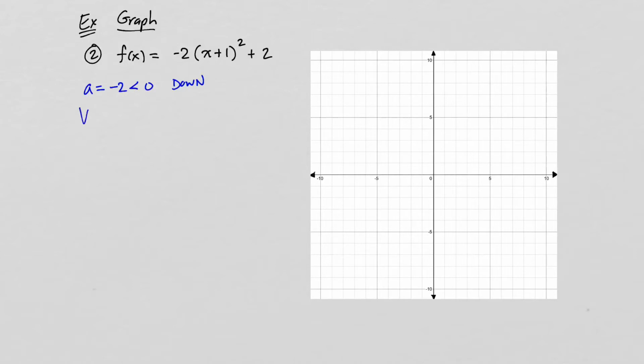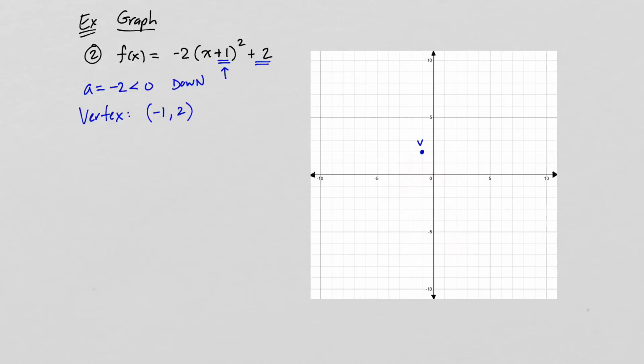Okay. The vertex of this parabola, again, you need to look at these two numbers. And for this number here, you need to take the opposite. So the vertex is going to occur at negative 1, positive 2. Negative 1, positive 2 is located here. And so there is our vertex. And it should be opening down from this point. So something like this. Okay?